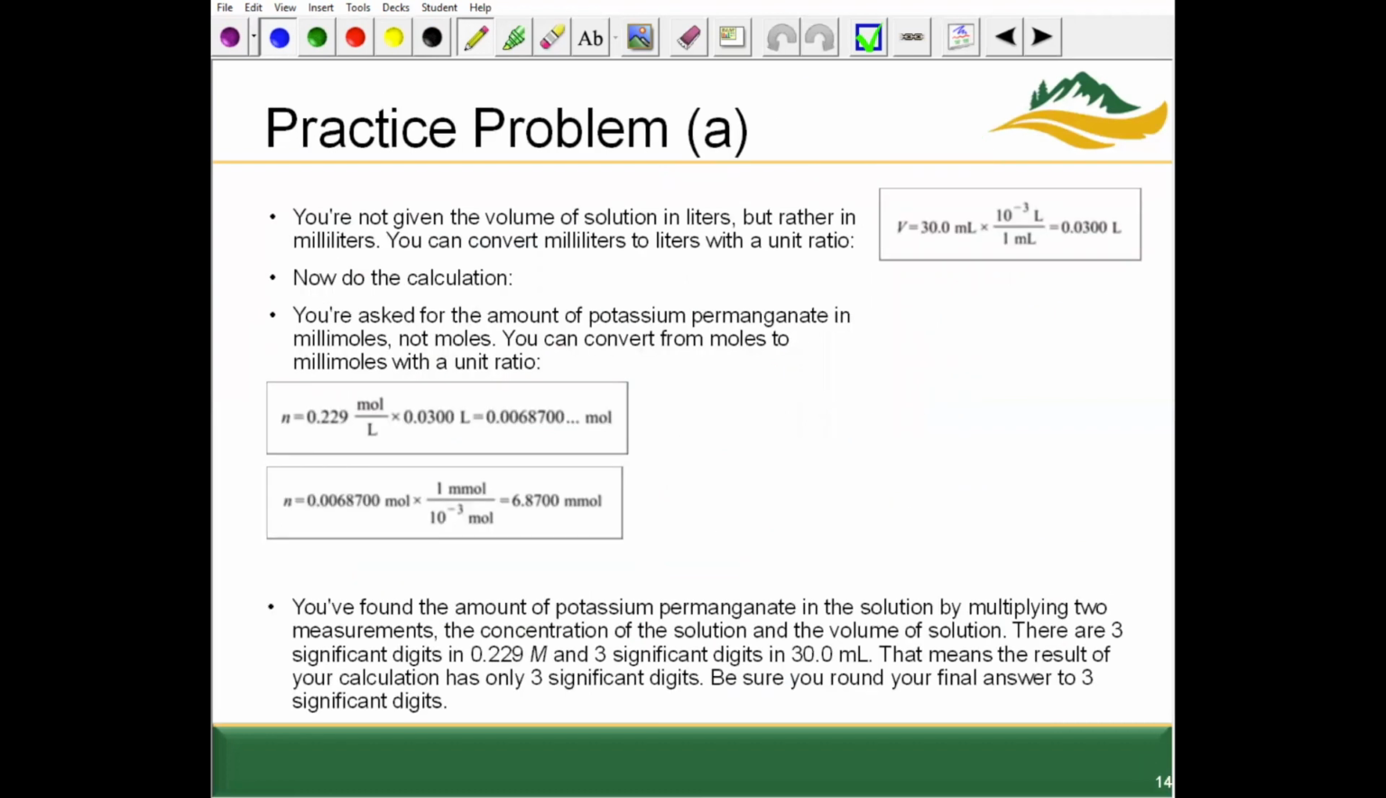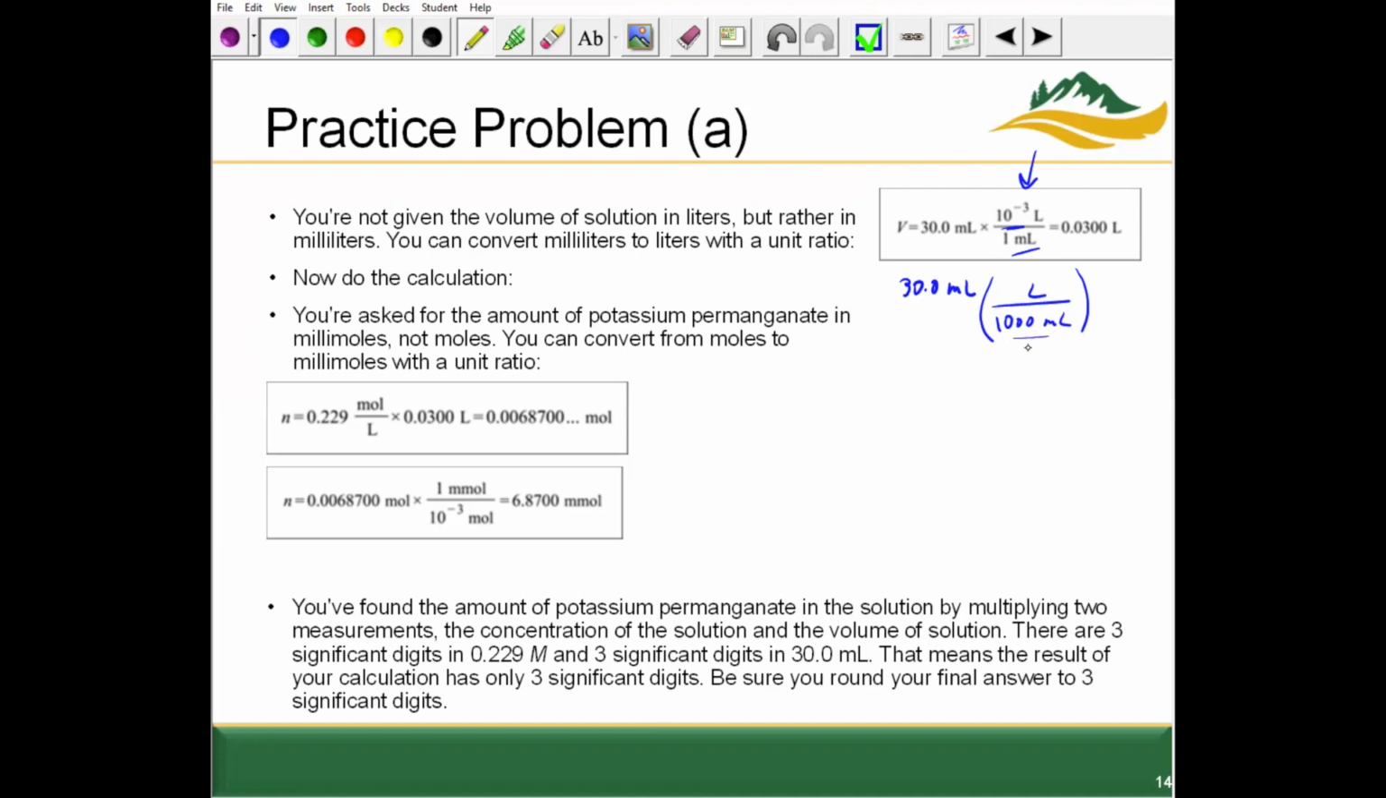So let's go ahead and do that. So we'll take 30.0 milliliters, then the conversion between milliliters and liters. You can write it out like this. I like to picture it as 1,000 milliliters in a liter, but this is the same thing. So this is really saying 10 to the negative third liters in 1 milliliter. So whichever conversion factor you like to use.